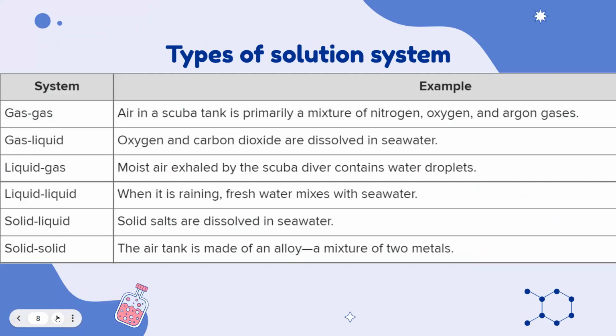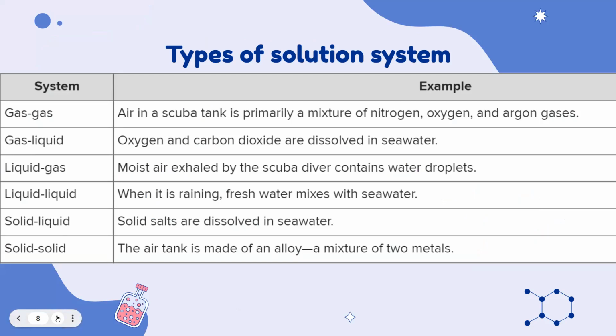Now, types of solution systems. This is a bit tricky, but we have to learn it in science. We have gas-gas, gas-liquid, liquid-gas, liquid-liquid, solid-liquid, solid-solid. The easiest way to remember these systems and an example is taking the words literally. Gas-gas is basically two gases together.